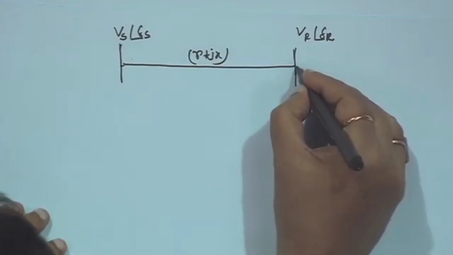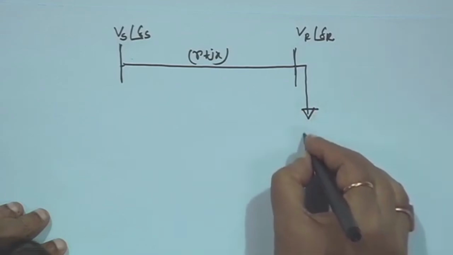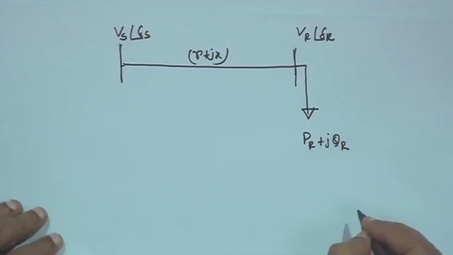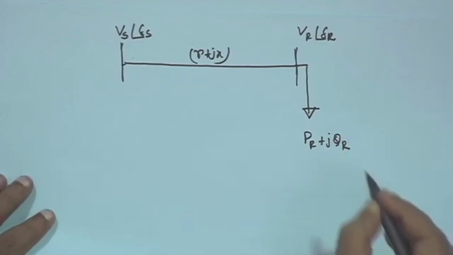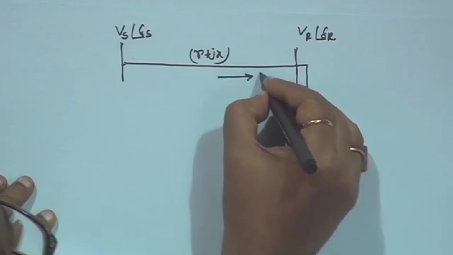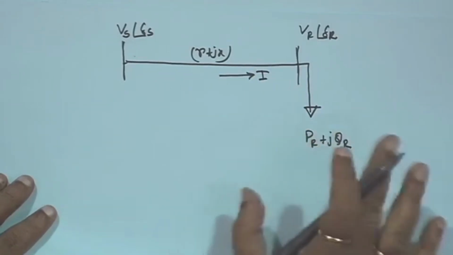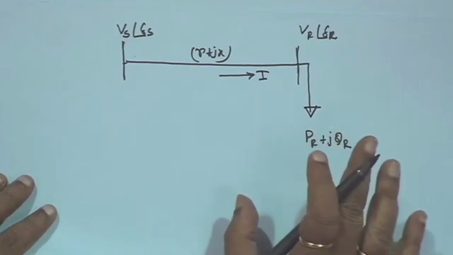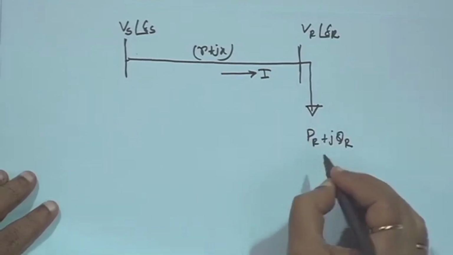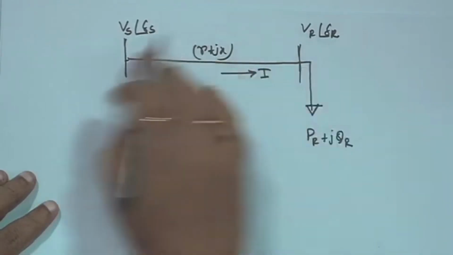And this load is there at the receiving end. This is P r plus j Q r, right. Now, the current actually flowing from the sending end to the receiving end, say this is the current I, right. Charging admittance you do not consider, right. Then what will be the relationship between sending end and receiving end voltage?